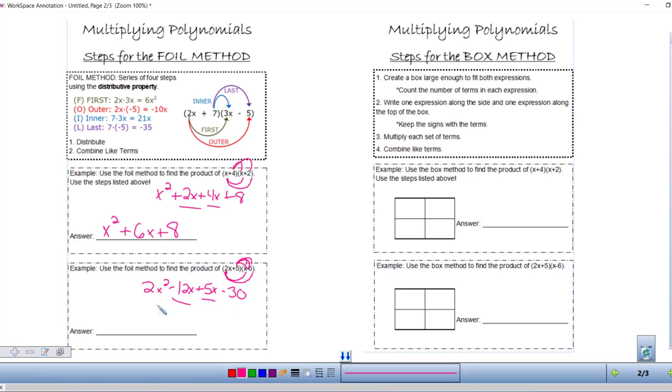Combine like terms, keep that 2x squared out front. Negative 12 plus 5 would be negative 7x, and keep our negative 30.